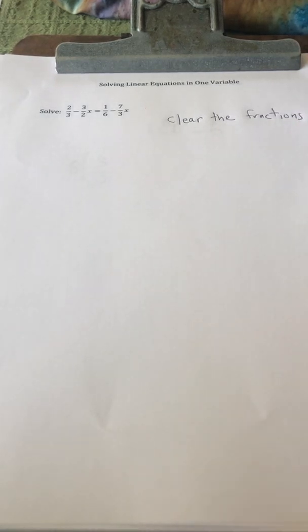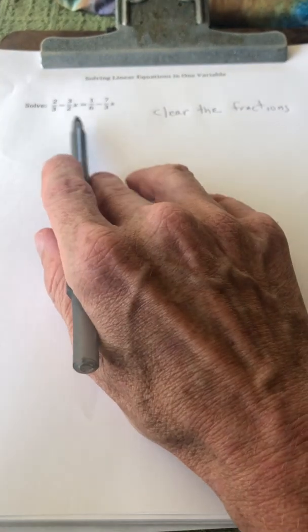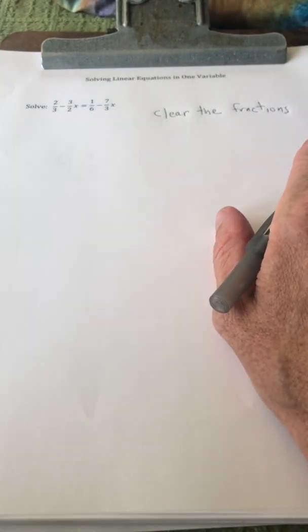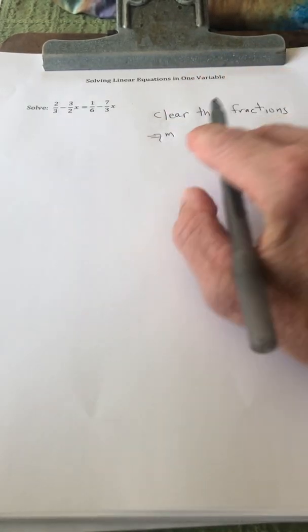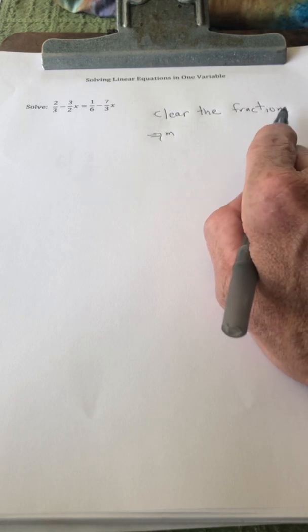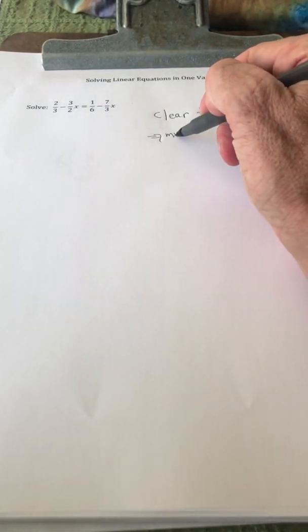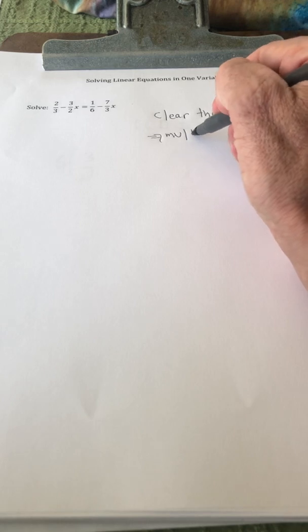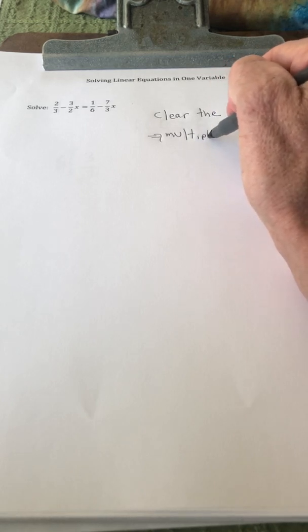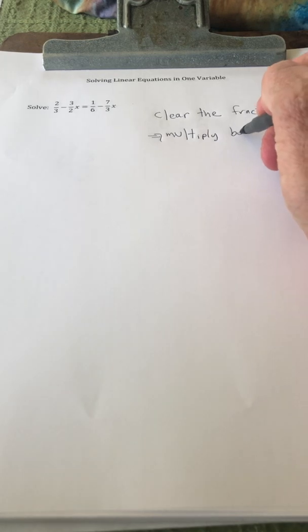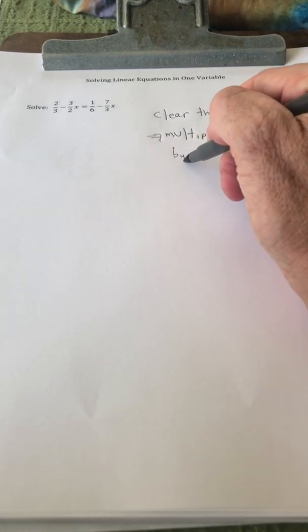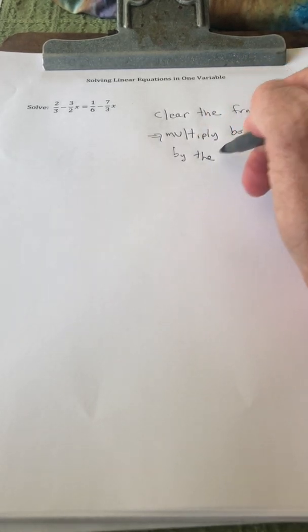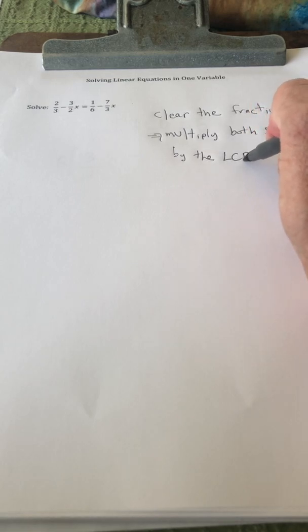And what we do is we multiply both sides of the equation by the LCD. So when I say that we're going to clear the fractions, the way we accomplish that is we're going to multiply both sides of the equation by the LCD. What is LCD?